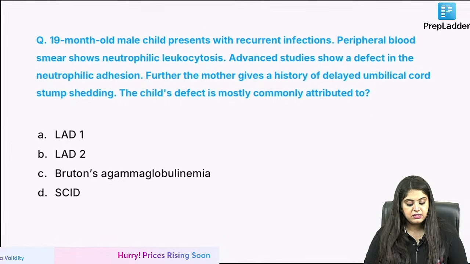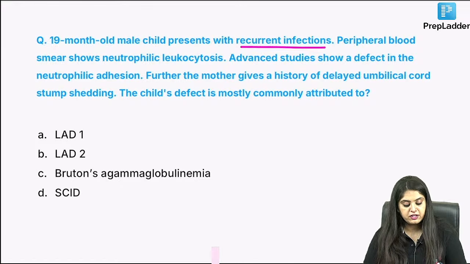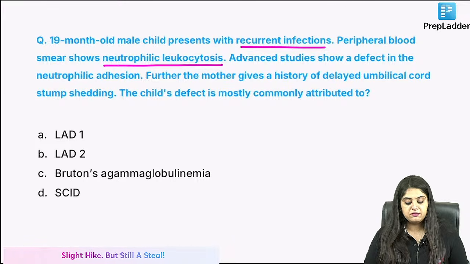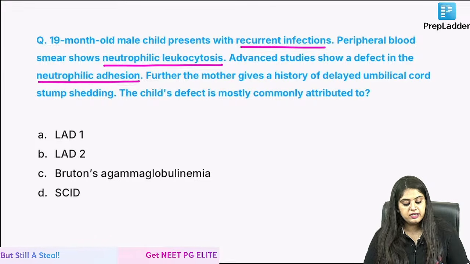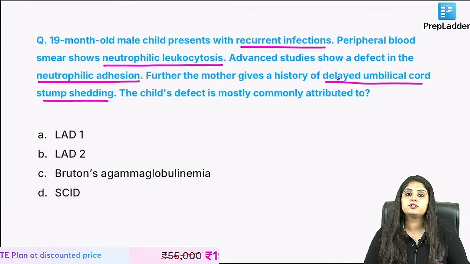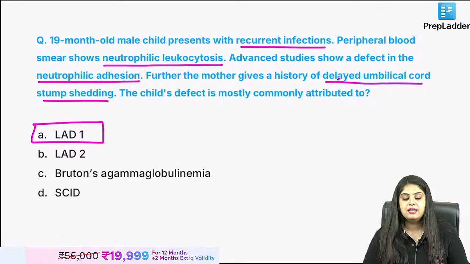There is a 19-month-old male who presents with recurrent infections. Peripheral smear shows neutrophilic leukocytosis and advanced studies show a defect in neutrophilic adhesion. Mother gives history of a delayed umbilical cord stump shedding. That is classical what? LAD1.